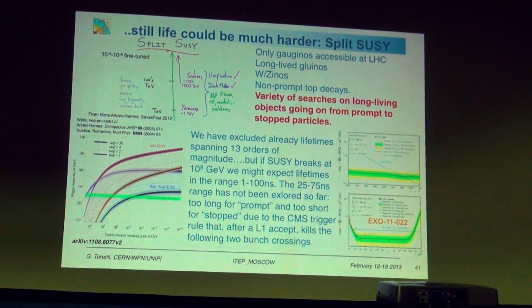This could be even another challenge. We could even have a more challenging scenario. This is a proposal by Nima Arkani-Hamed, in which we could have split SUSY, basically. It could be even worse. We could have fermions at the level of 1 TeV, scalars at the level of 100 or 1000 TeV. So again, SUSY could still work in this condition, although the fine-tuning is quite impressive.